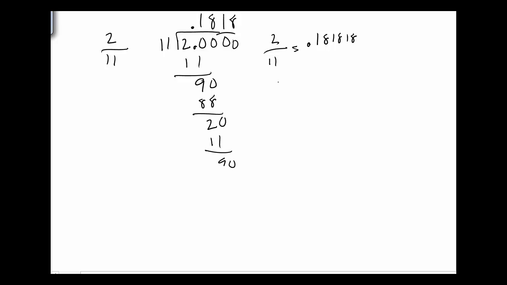So let's talk vocab for a second. Anytime I see something like this happen, that's called a repeating decimal. Anytime I get a nice pattern where it goes over and over and over again, the part that repeats, the repeated block of numbers, is called the repetend.